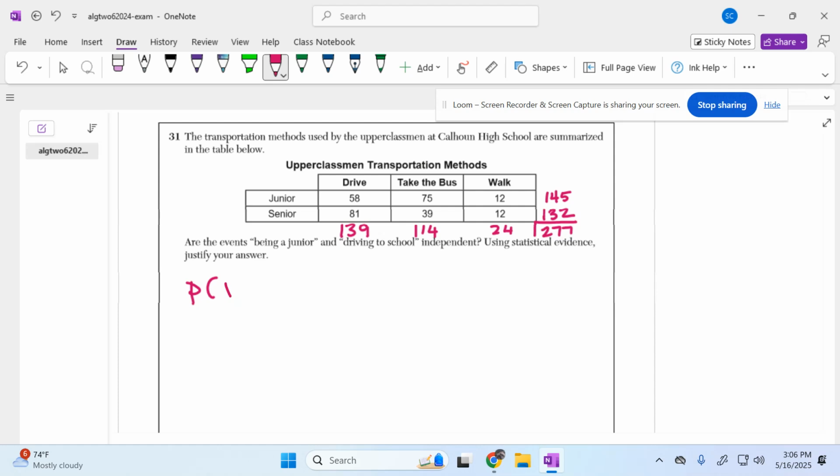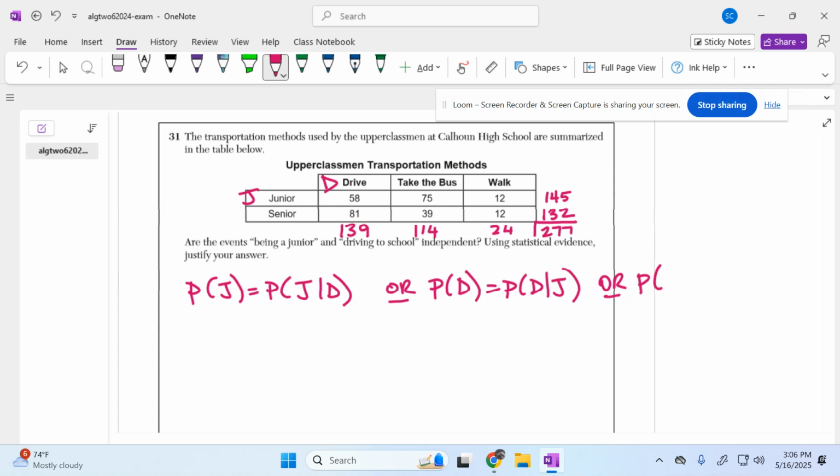We can find the probability of being a junior and compare that to junior given drives. Label your variables. Or we can find the probability that a student drives and compare that to the probability of drives given junior. Or we can use the and probability rule and say, what's the probability of drives and junior? And compare that to the probability of junior times the probability of drives. All three of these are going to have different numbers within them, but they'll have the same conclusion, which would be that they are either independent or dependent events.